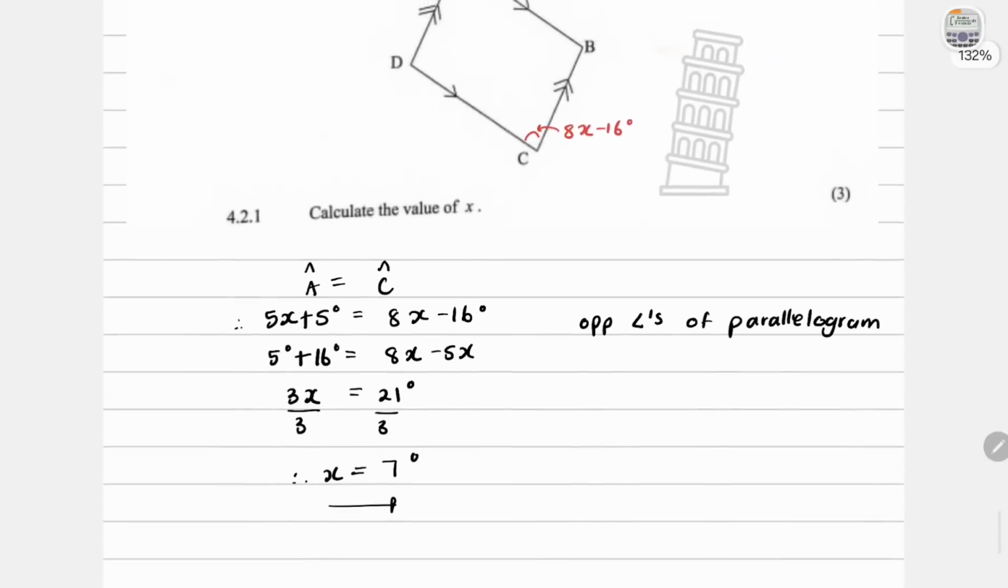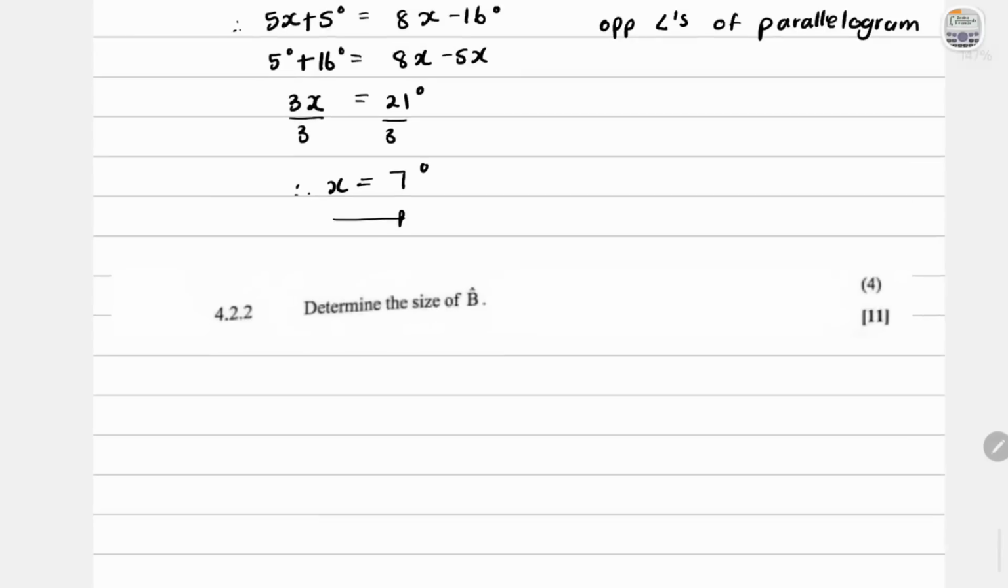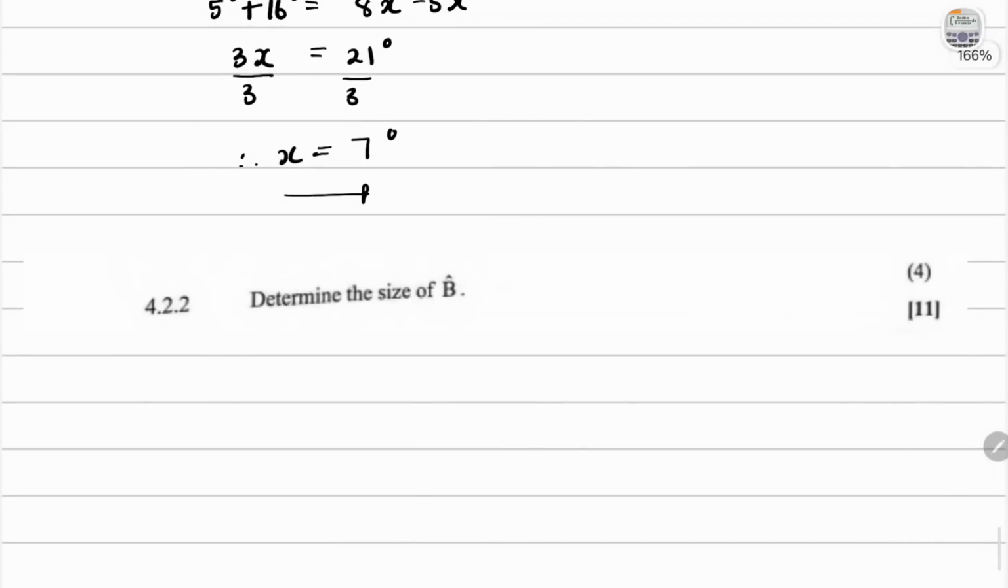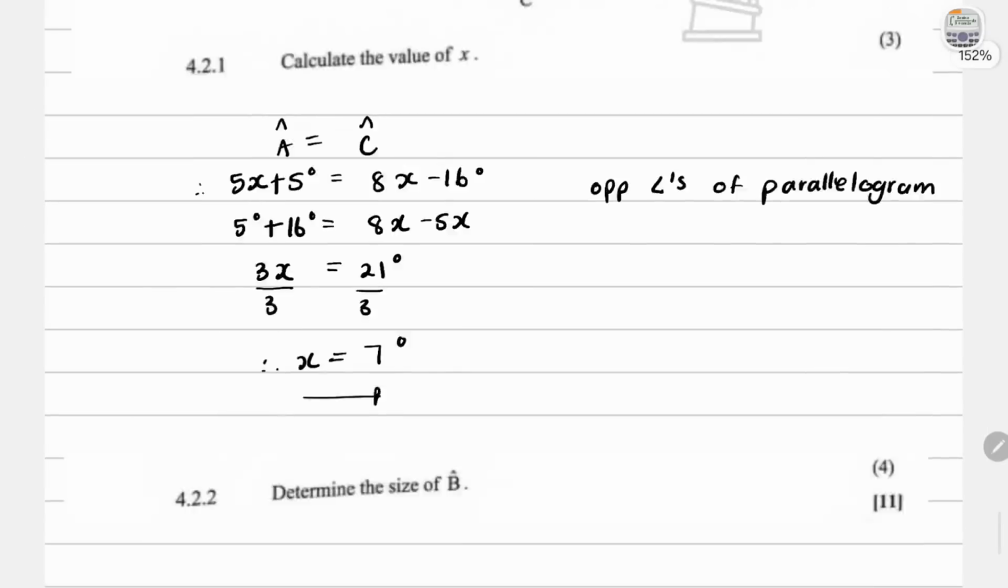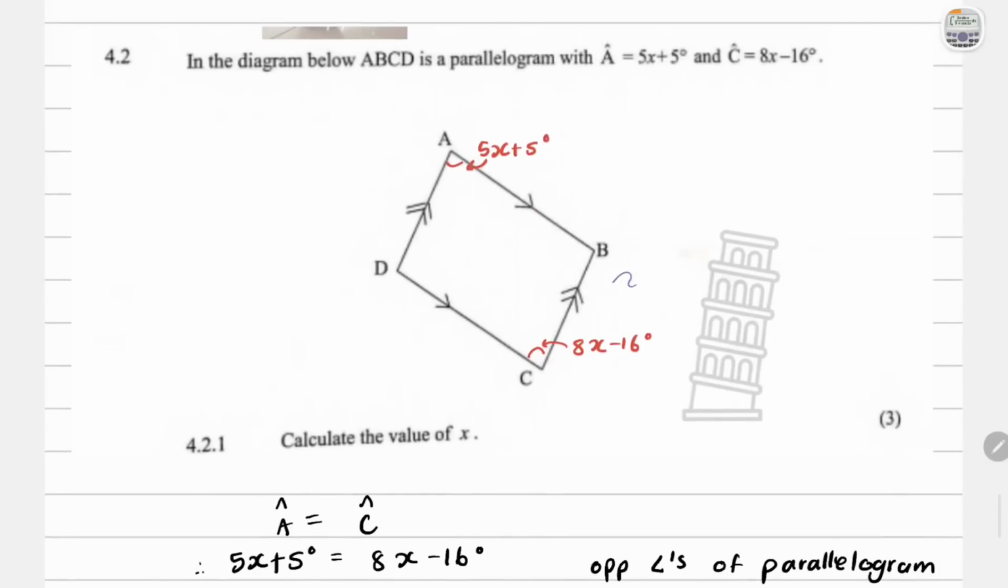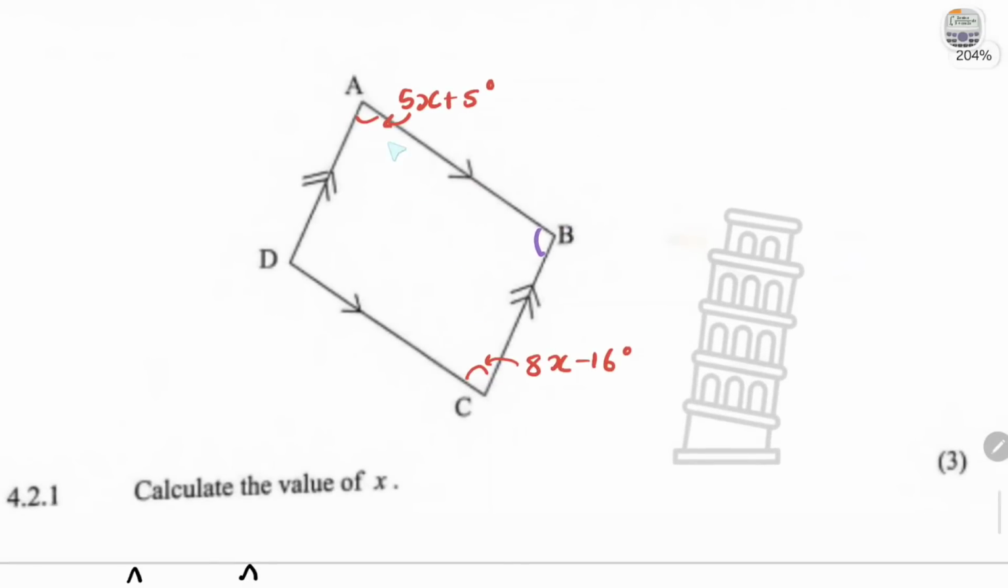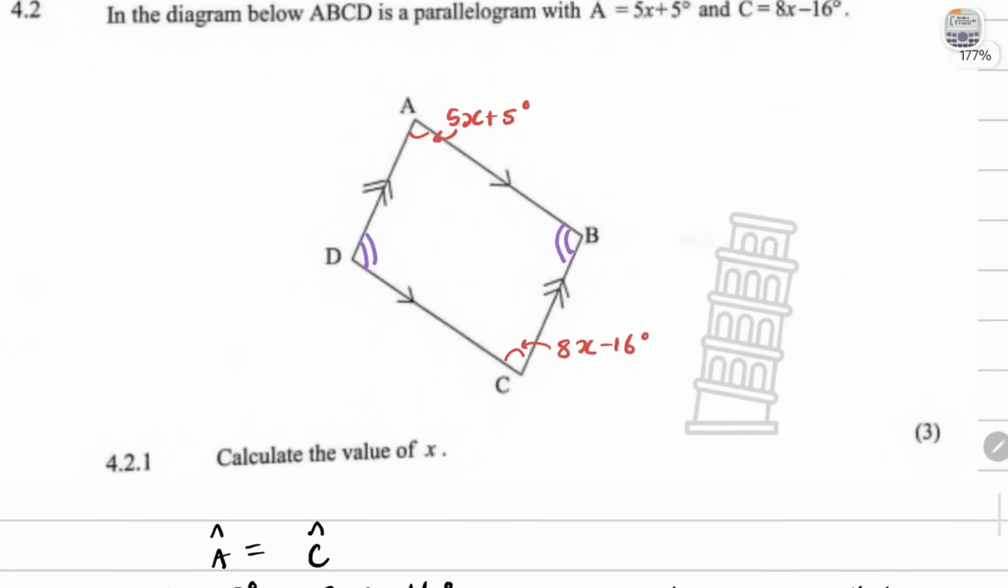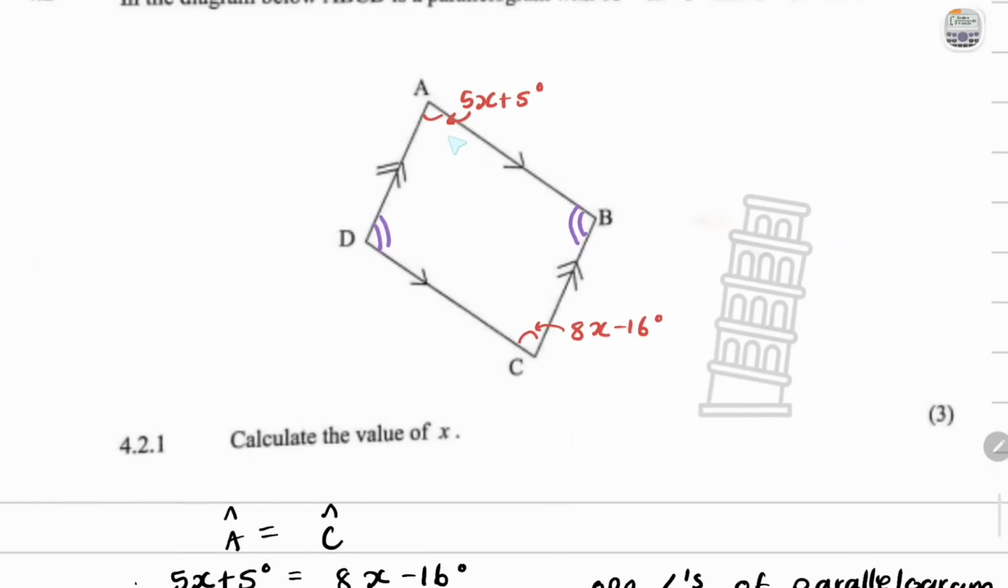Moving on to 4.2.2. The next question is to determine the size of angle B. Angle B is this side over here. We know that the opposite angles in the parallelogram are equal, so angle B is also equal to angle D. This is going to help us a lot. We already know what x is, so we can find the size of these angles. You just need to substitute one, really.